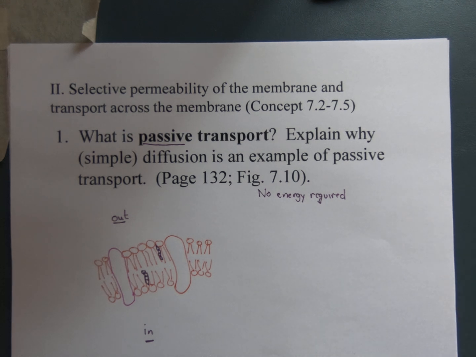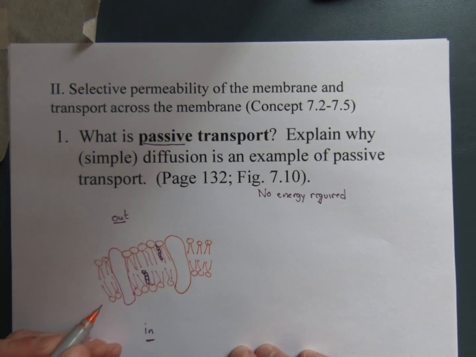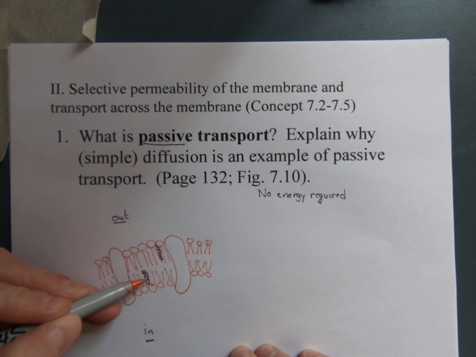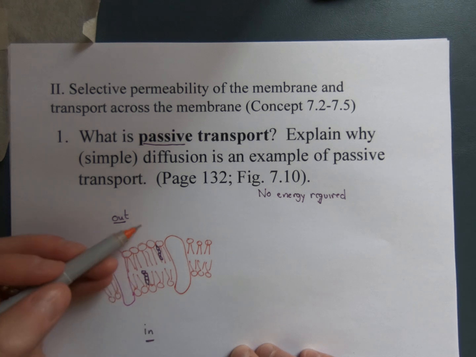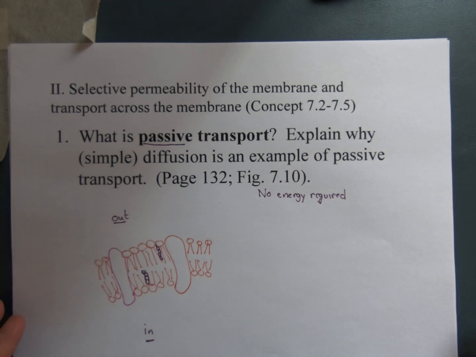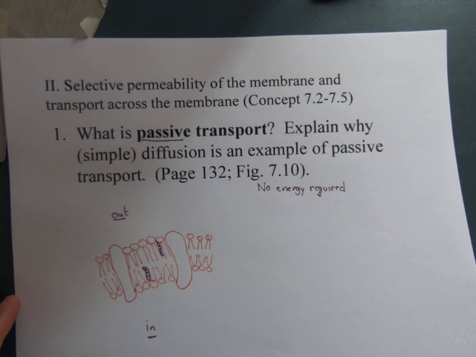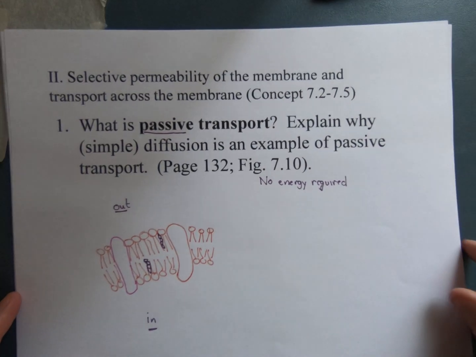So our first question is, what is passive transport? Explain why simple diffusion is an example of passive transport. So here's my drawing of the membrane, and I've got a phospholipid bilayer, a couple of proteins spanning the membrane, and some cholesterol drawn in. This is an animal membrane. This is the outside of maybe the cell and the inside of the cell. And we're thinking about, how do molecules cross this membrane? That's the question, or that's the idea at least, okay?